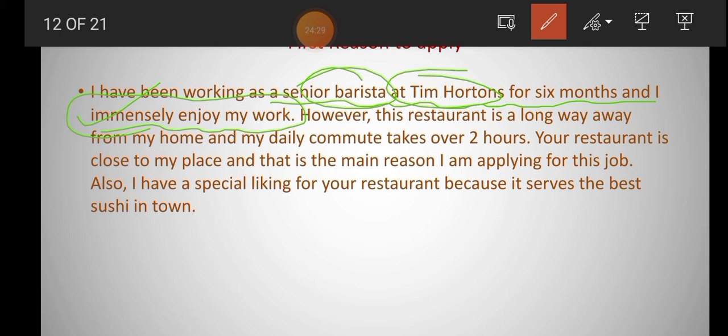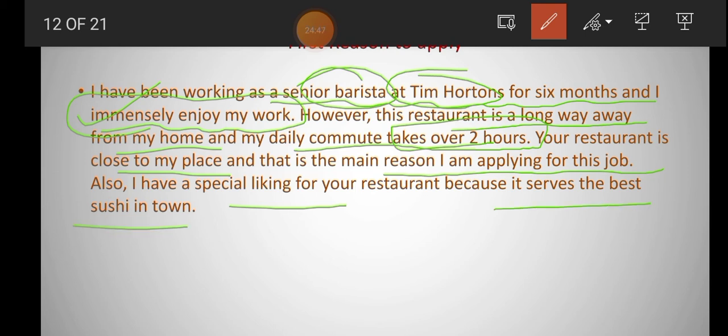See the explanation. However, this restaurant is a long way from my home and my daily commute takes over 2 hours. Your restaurant is close to my place and this is the main reason I am applying for the job. Also, I have a special liking because it serves the best sushi in town. So this is important: your points should be positive, your reason should be positive.